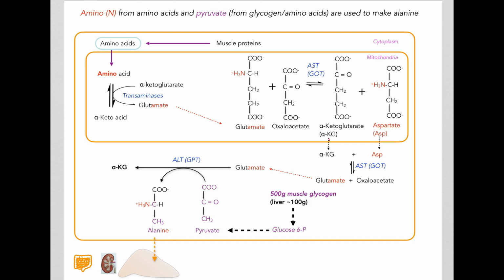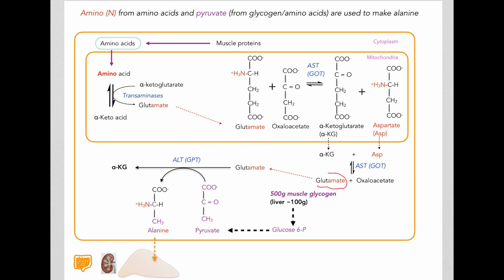The alpha ketoglutarate as well as the aspartate will be transported out of the mitochondria into the cytoplasm. In the cytoplasm, the cytoplasmic form of the enzyme AST will now do the reverse reaction, basically take alpha-ketoglutarate and aspartate and make them into oxaloacetate and glutamate. And that's what we see here. Glutamate and oxaloacetate are reformed in the cytoplasm.